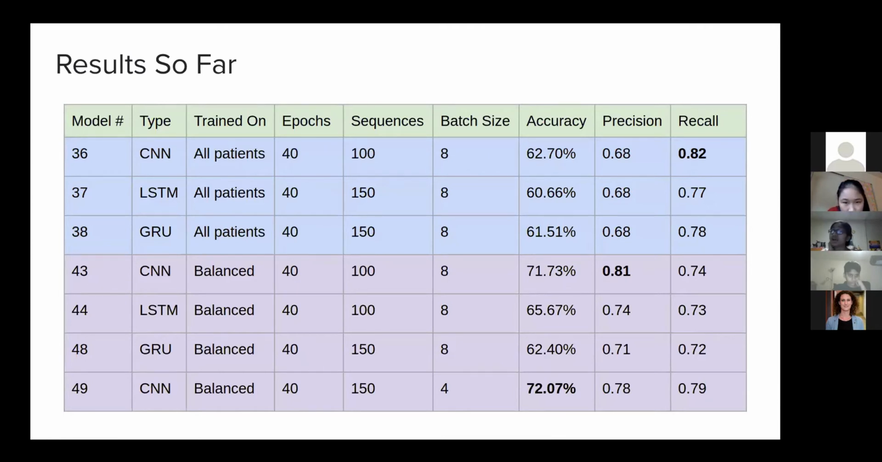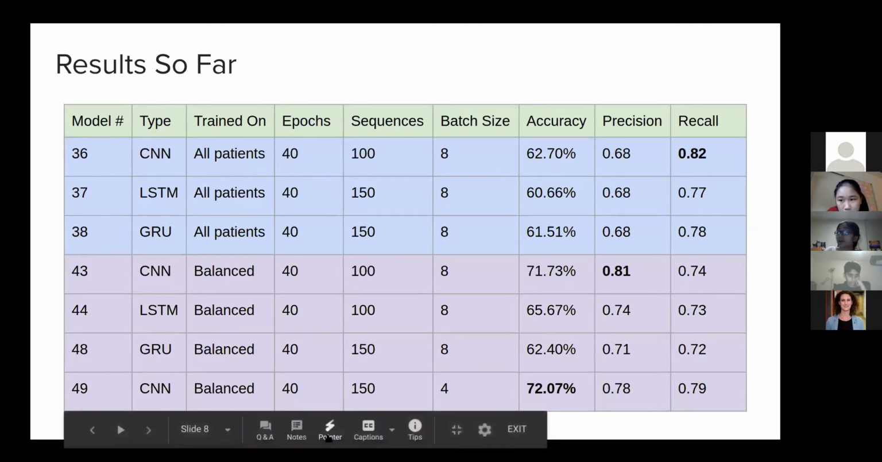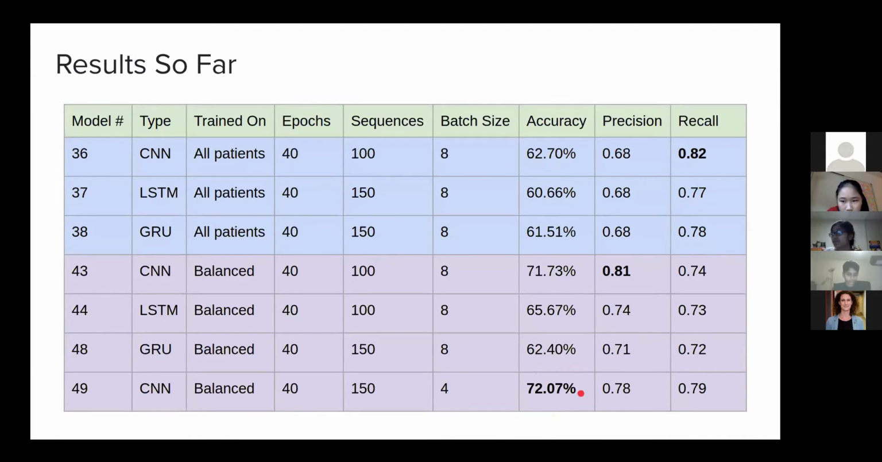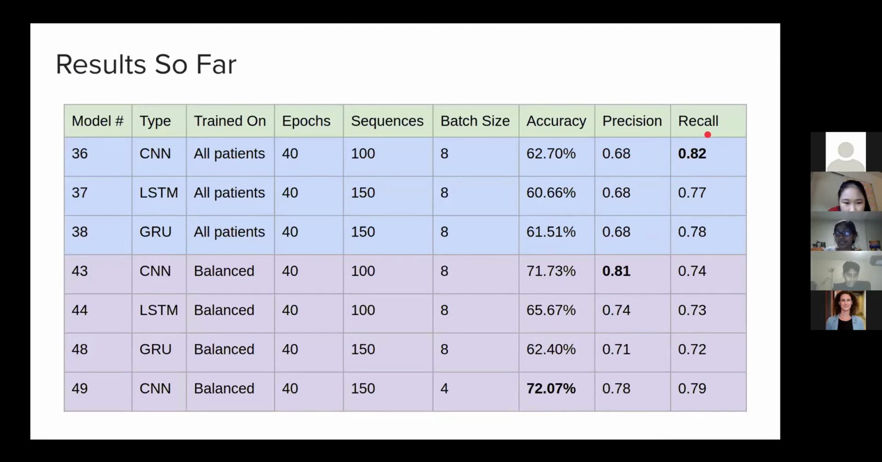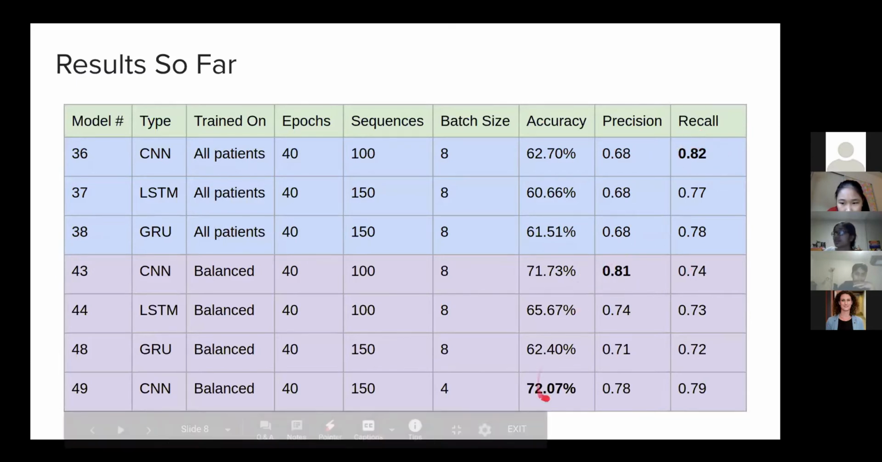We see that our best model right now achieves around 72% accuracy, which is pretty good because the human clinician baseline is around 60%. And then there are precision and recall scores, which measure how many of the patients who actually have sepsis did you tell have sepsis, and how many of the patients who are actually healthy did you tell are healthy. The precision and recall scores are also pretty good.